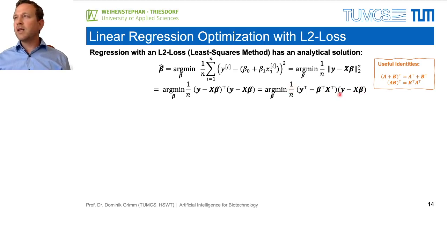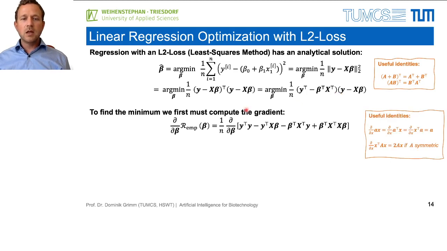And this we have to minimize. And how do we find the minimum of this function? By computing the gradient or the first derivative. And that's what we do next. We compute the derivative with respect to beta, because we like to find those beta values that lead to the minimal function here.